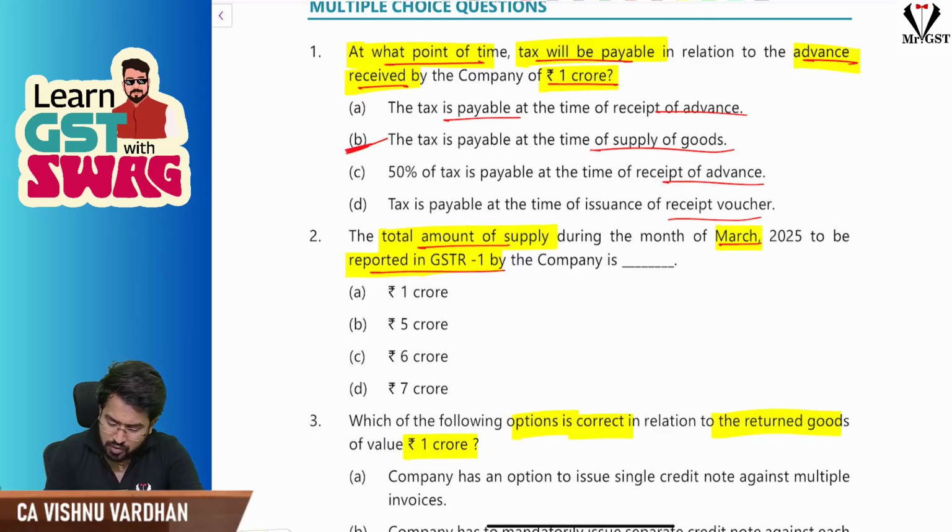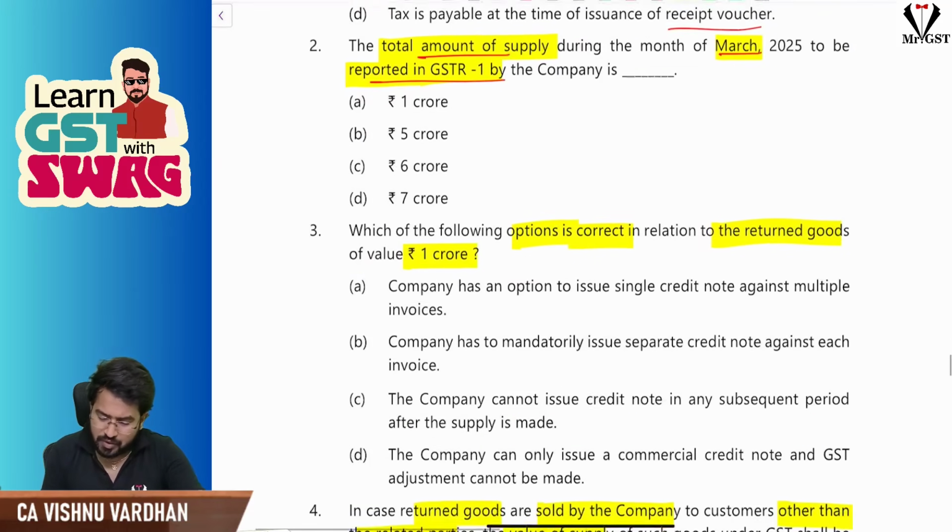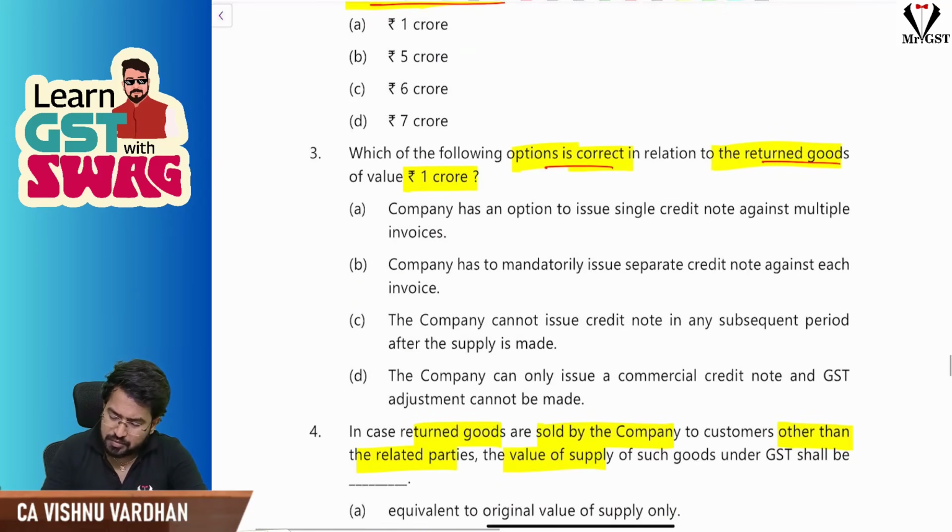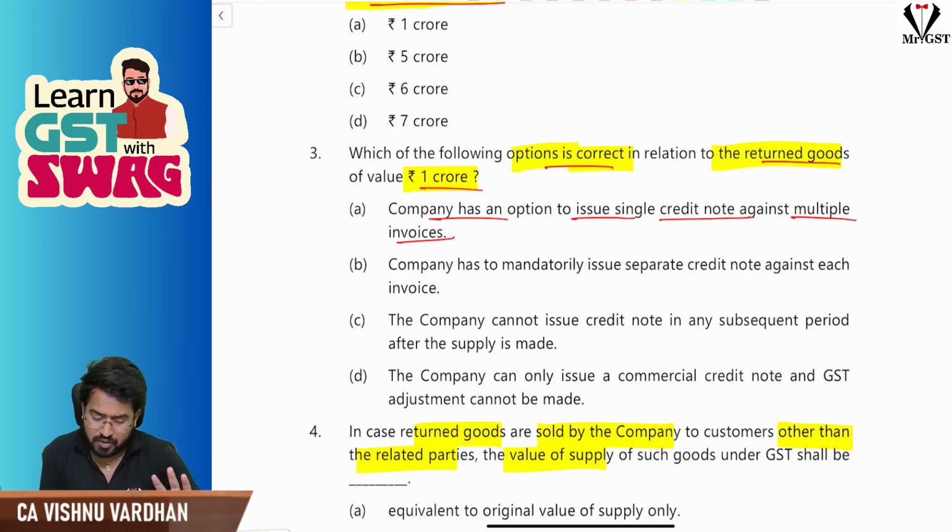Next, total amount for March to be reported in GSTR-1. Okay. Next, what are the options correct with respect to returned goods of 1 crore? Returned goods, if you see the options, even without reading the question or case study, you can understand. The company has an option to issue a single credit note against multiple invoices. For returned goods, yes, this is a valid point actually. The company has to mandatorily issue a separate credit note against it. No, this is not correct. So you can issue a consolidated credit note, as you know that.